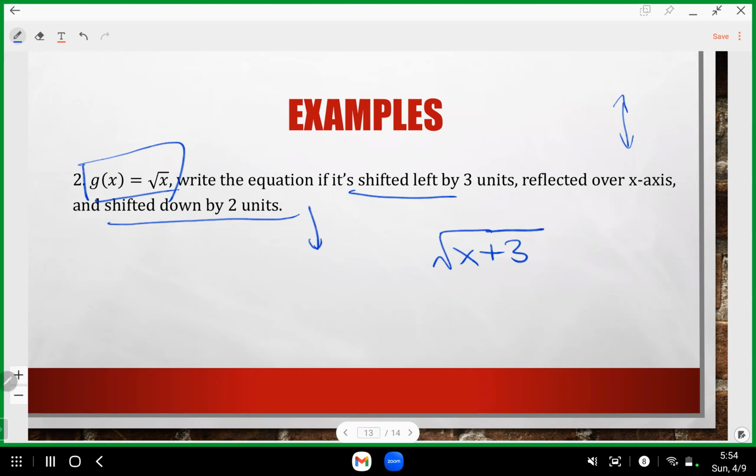So how do we do that? Again, we have to add a negative sign outside the parentheses here. So then g prime of x, the new equation, is going to be equal to negative the square root of x plus 3, and then finally, shifted down by 2 units is minus 2. So that wasn't too hard, right?